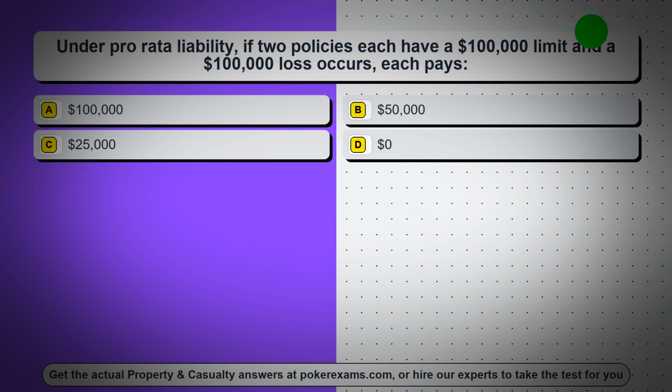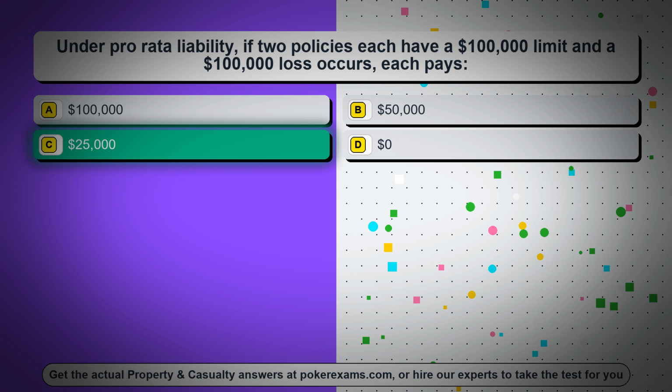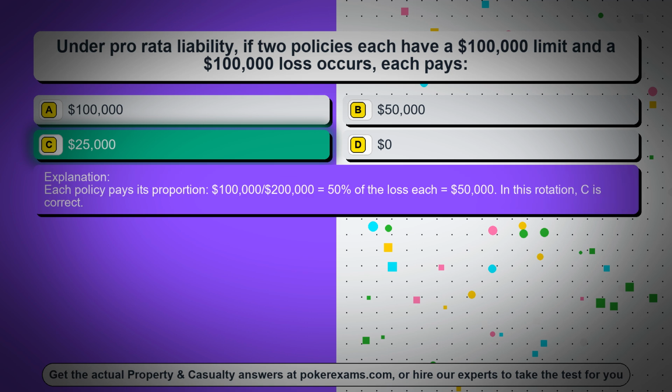Question 82. Under pro rata liability, if two policies each have a $100,000 limit and a $100,000 loss occurs, each pays: option A, $100,000; option B, $50,000; option C, $25,000; option D, $0. The correct answer is option C, $25,000. Each policy pays its proportion, $100,000/$200,000 equals 50% of the loss, each equals $50,000. In this rotation, C is correct.